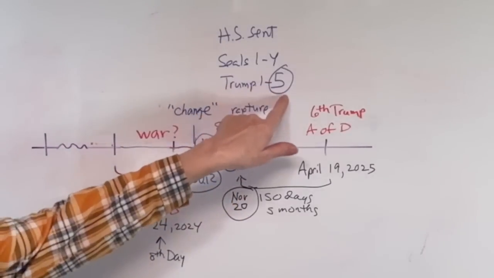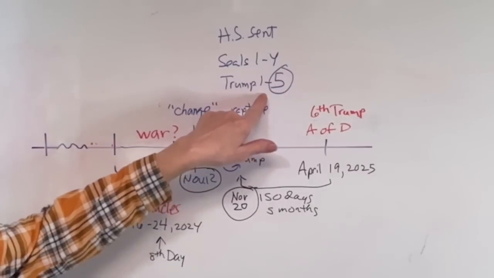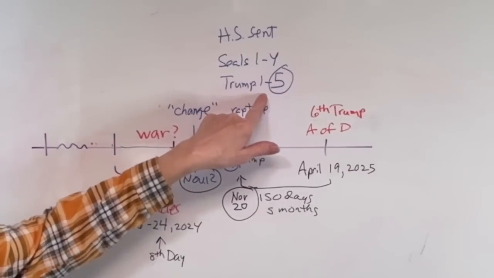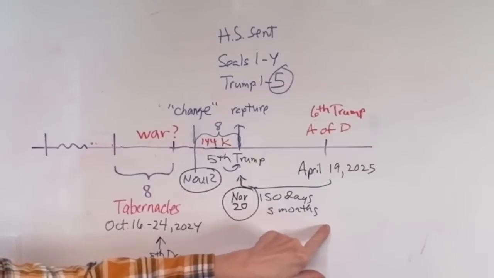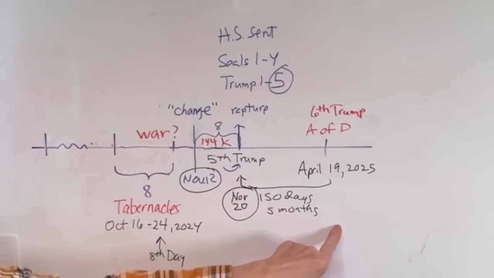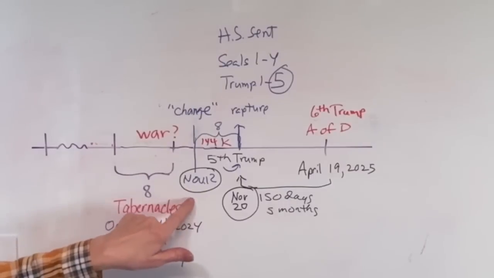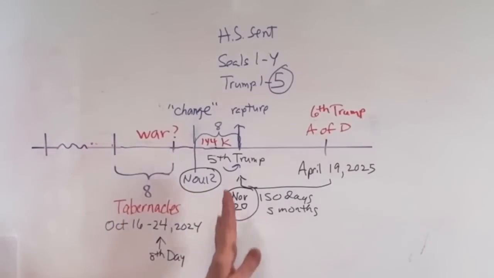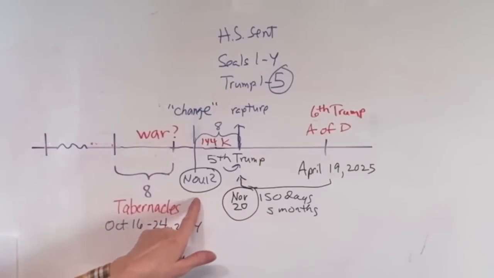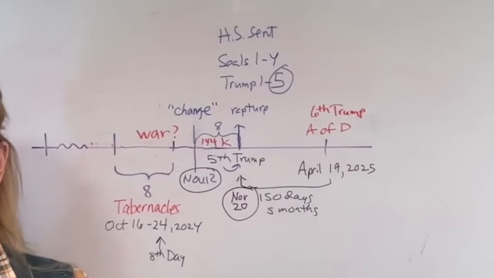And if the fifth trumpet is connected to trumpets 1 through 4, and they all happen on the same day, trumpets 1 through 5, that would be November 20th, 150 days or 5 months before the sixth trumpet begins. If that's the case, our rapture then would be November 20th at the latest. It could be before that. And our change, the latest that could be, is November 12th. So all of these dates are plus or minus 24 hours.